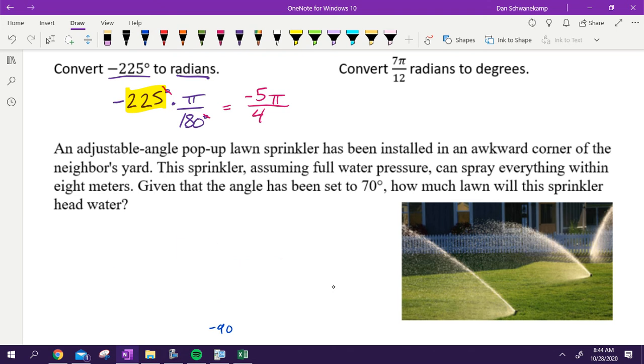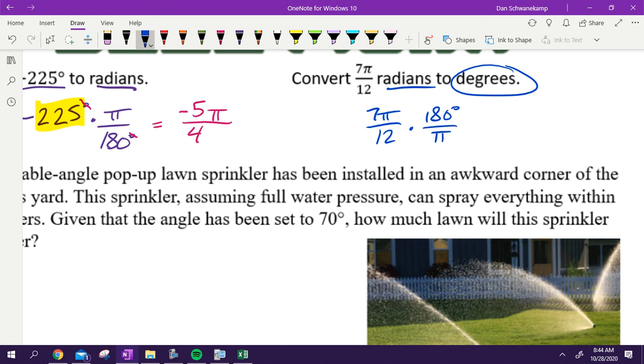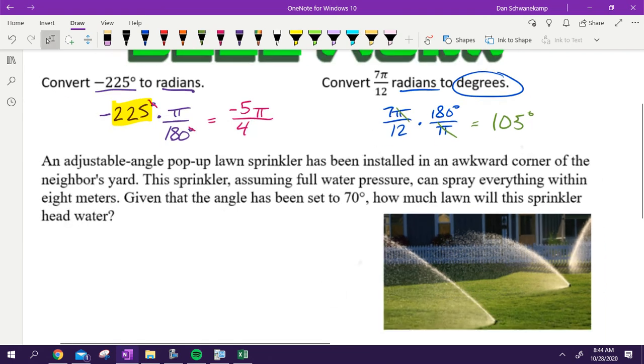Next one. We are converting 7 pi over 12 from radians to degrees. So, Kate, what'd you do there? 180 degrees over pi. She doesn't want pi in her degree answer. That's silly. But we do want degrees. So when you multiply that out, what'd you get? Yep, 105 degrees. Which quadrant is 105 degrees going to fall into? Yeah, that one's the second one. That one's pretty easy. 90 degrees plus a little bit more. 105 degrees. Questions there?